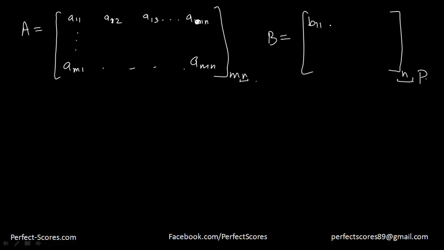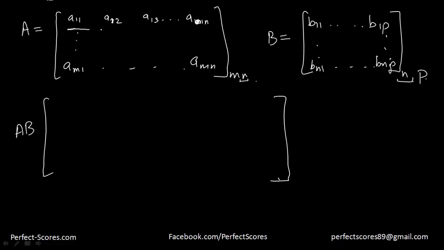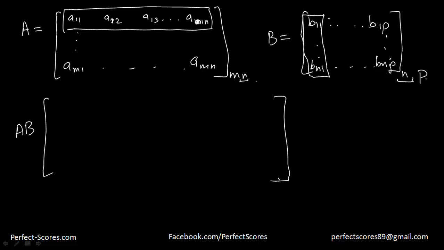So this is going to be b of 1 1 all the way till b of 1 p. This is going to be all the way b of n 1 and b of n p. Now the product here, it's actually going to look something like this, right? So this row here is going to get multiplied by this column right here.